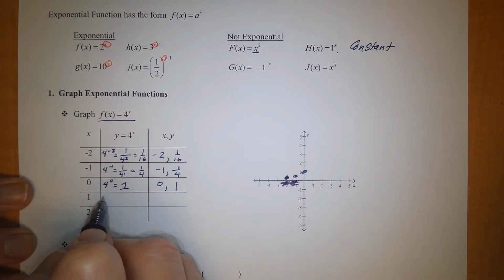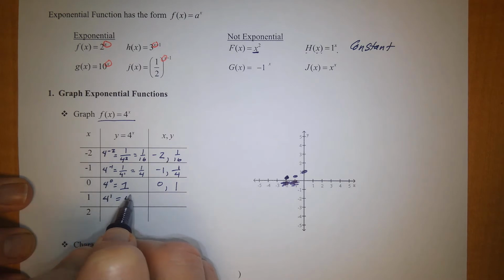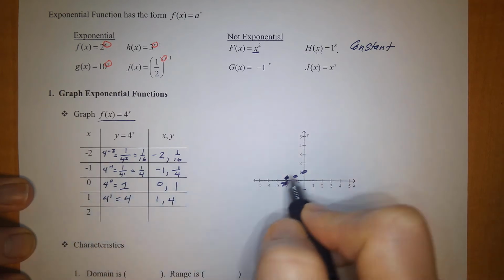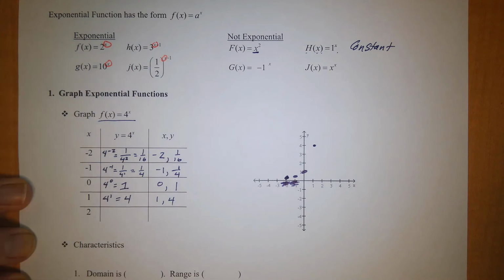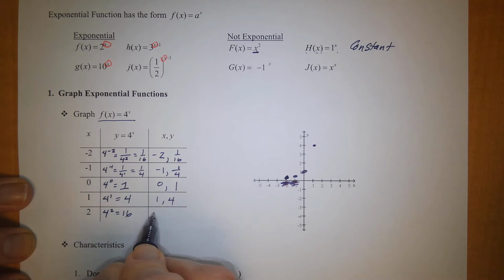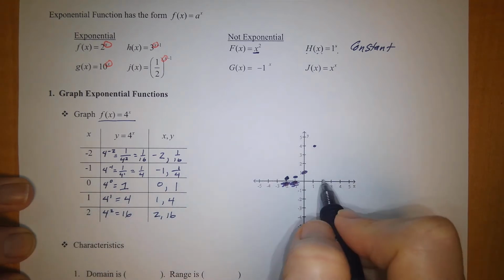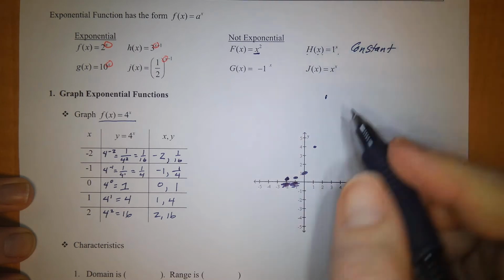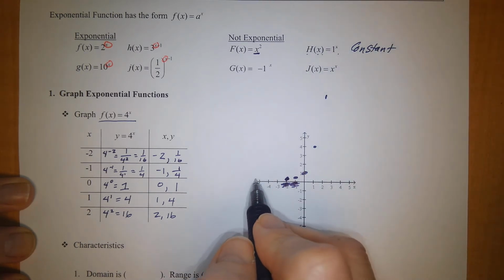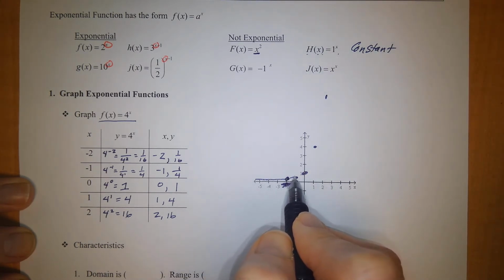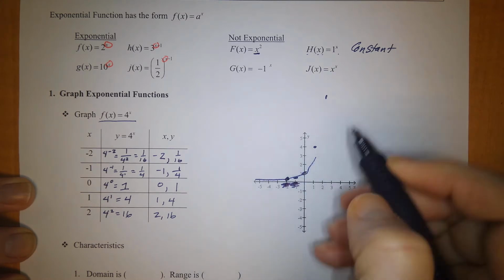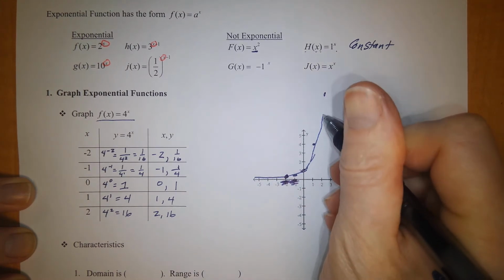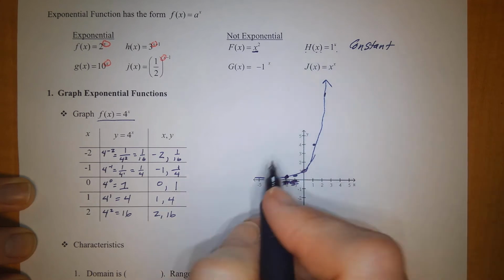If 1 is x, we have 4 to the first power, which is 4. So 1, 4 would be a point. And if 2 is x, we have 4 squared, which is 16. So 2, 16 would be a point, which is way up there. So my graph would look like this.